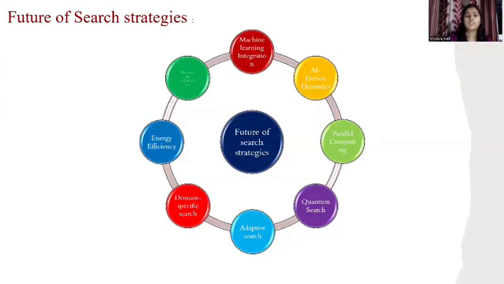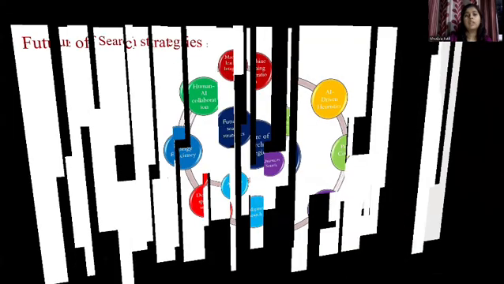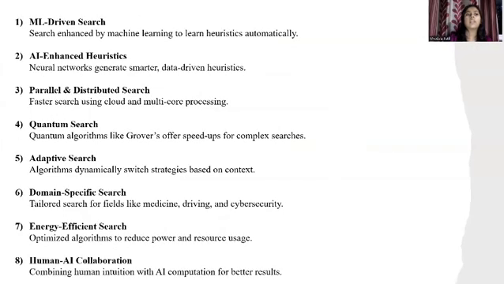Next, energy efficiency. And next, human-AI collaboration. So, one by one explanation. First one is machine learning integration driven search. The explanation is search enhanced by machine learning to learn heuristics automatically. Second, AI-enhanced heuristic. Neural networks generate smarter data-driven heuristics.